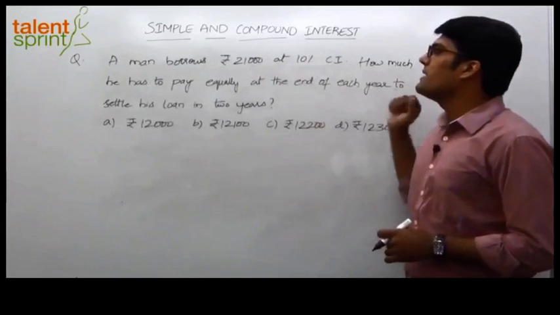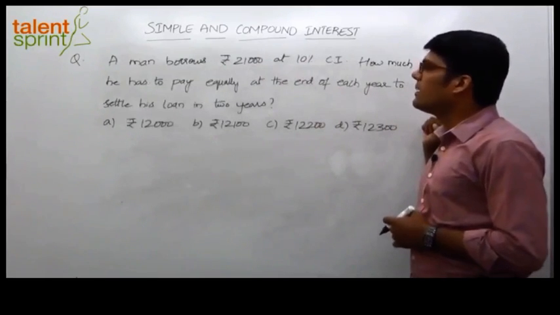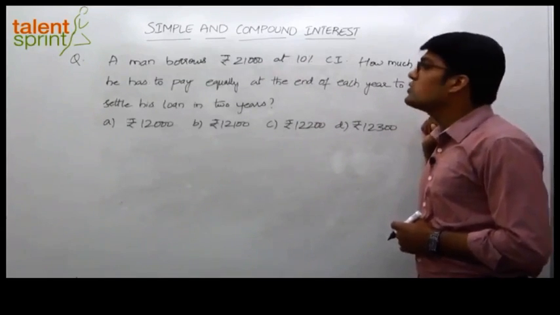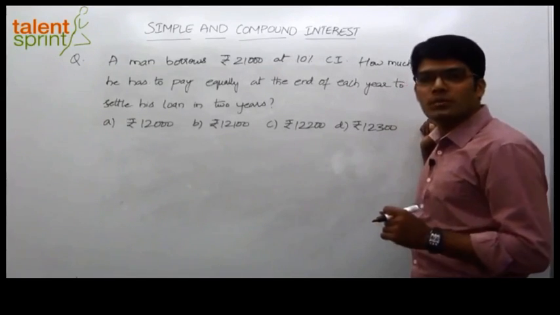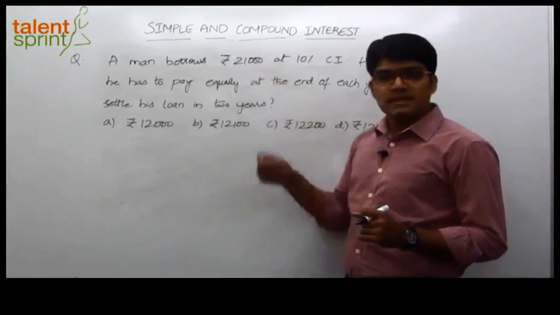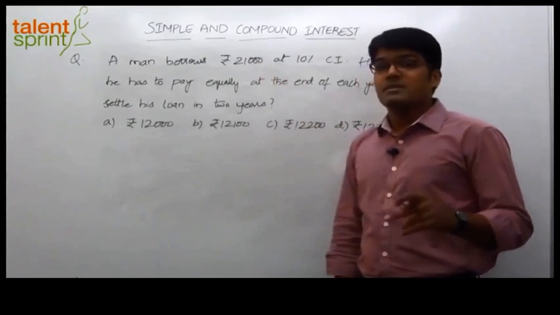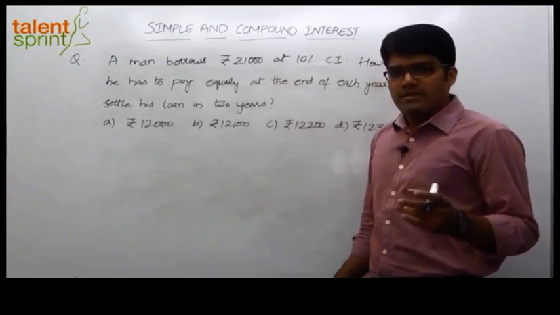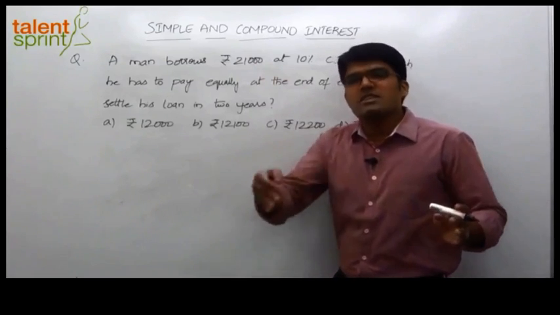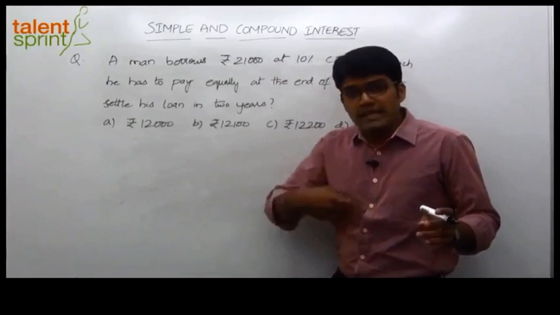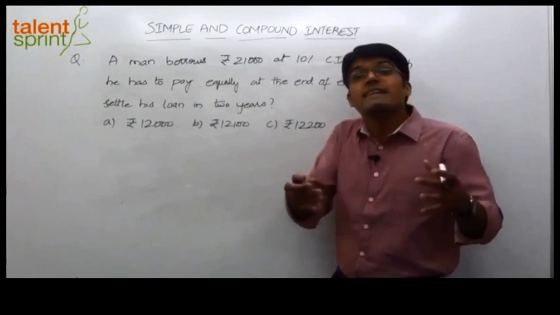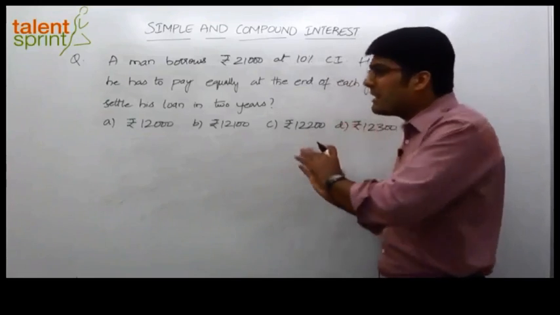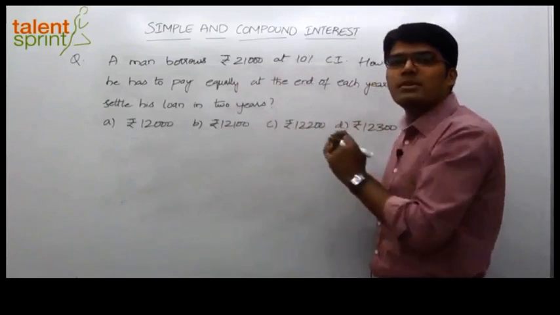See, a man borrows 21,000 at 10% per annum compound interest. How much does he have to pay equally for 2 years at the end of each year, so that he will settle his loan? Now what happens here? 21,000 loan, rate is 10% for 2 years. It is not just 21,000 which has to be paid. In 2 years, it will also gain interest. So you will not only have to pay the principal amount, but also the interest that it is gaining. So let us first calculate the total amount that will become in 2 years.